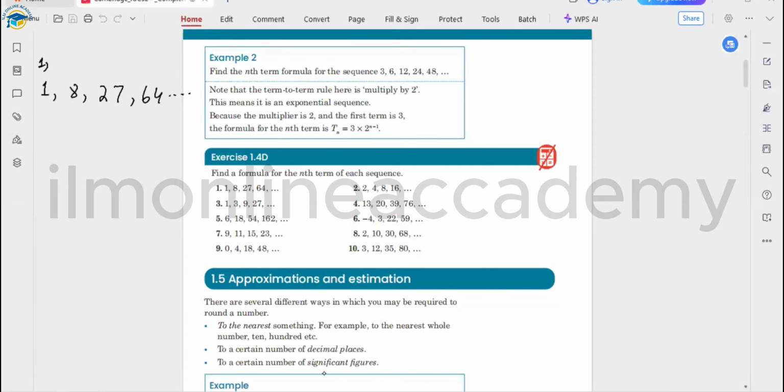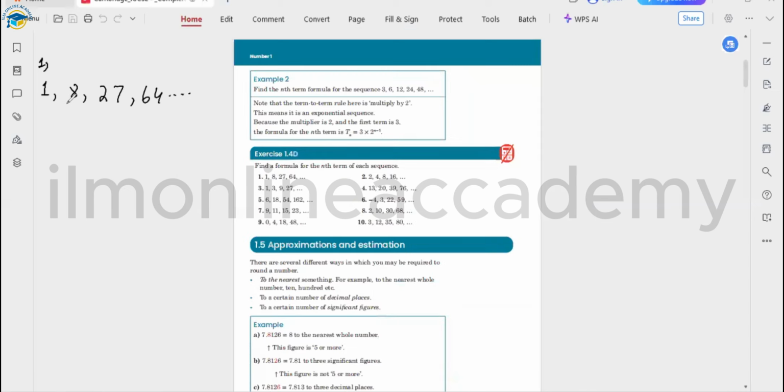For finding out the first difference, we will be subtracting the first term from the second term, like 8 minus 1 will be 7. Next, we need to subtract 27 and 8, so 27 minus 8 will be 19. Next, we need to go with 64 minus 27, and that is coming 37. That's the first difference.